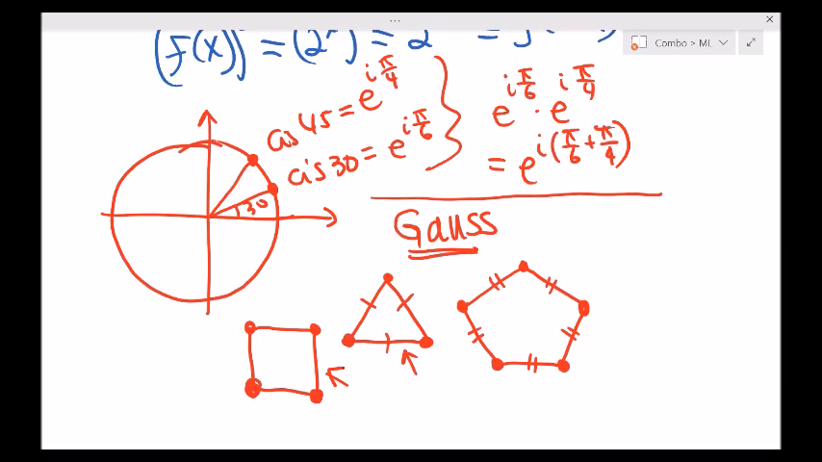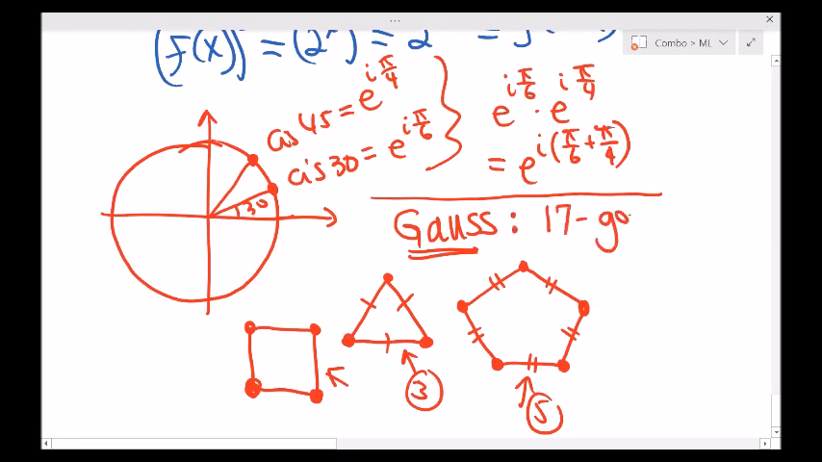But then Gauss realized, so let me be more specific. Let's say for prime side lengths. Here it's 3. Here the prime is 5. They could not do it for any other prime. Let's say it like that. Until Gauss realized that he can do it for a 17-gon. Seriously? How in the world can he do that?